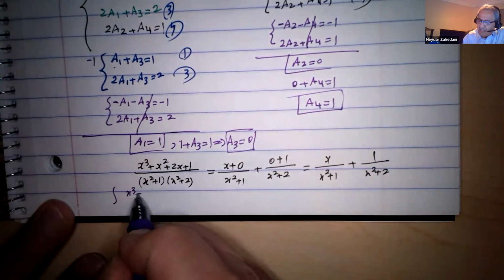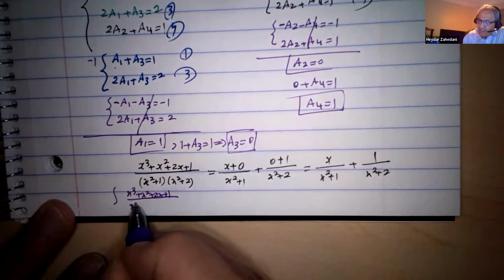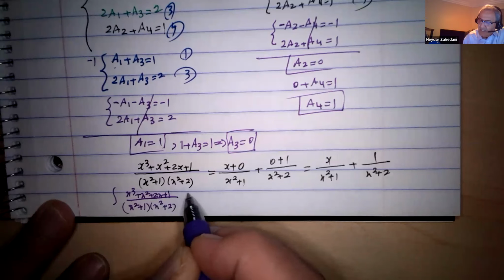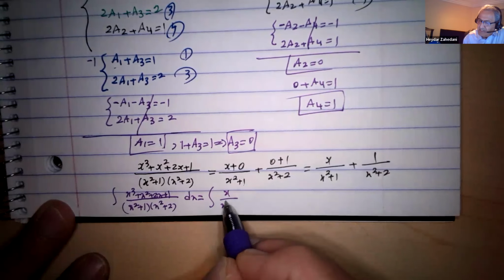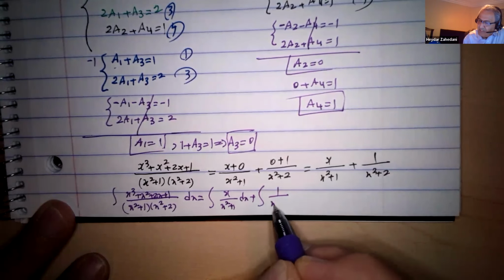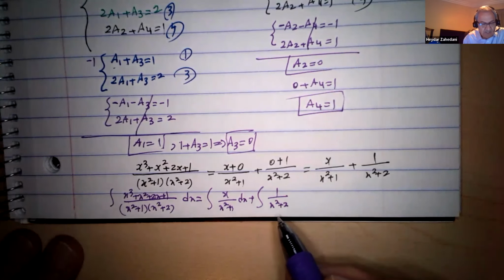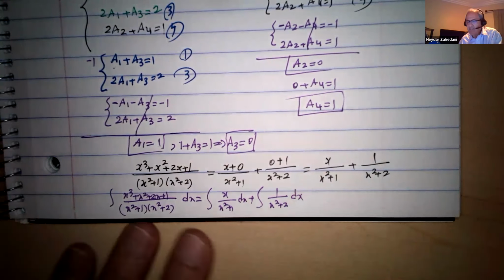It's going to be the integral of x cubed plus x squared plus 2x plus 1 over x squared plus 1 times x squared plus 2, dx. So we change it into this. It's going to be the integral of x over x squared plus 1 dx plus the integral of 1 over x squared plus 2 dx. That is going to be the case that we're going to have.